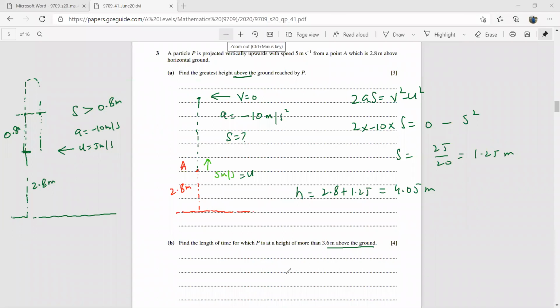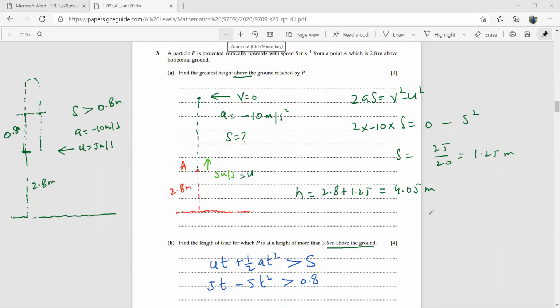ut plus half at square. Yeah, very good. That is going to be s equal to, so I would say that this ut plus half at square is now more than s. Okay, so this is your 5t minus 5t square is greater than 0.8. Okay, so you please solve this inequality.